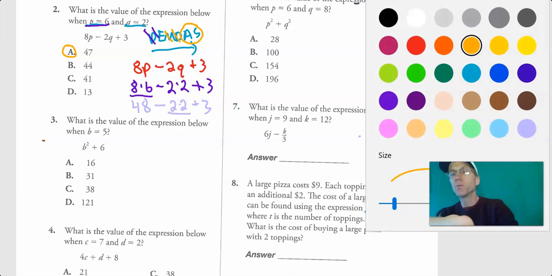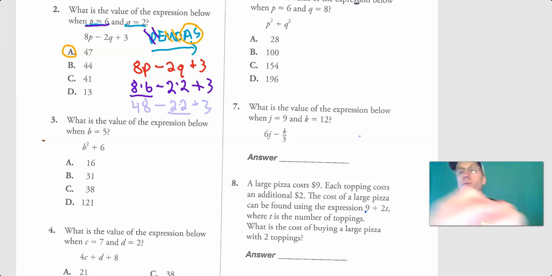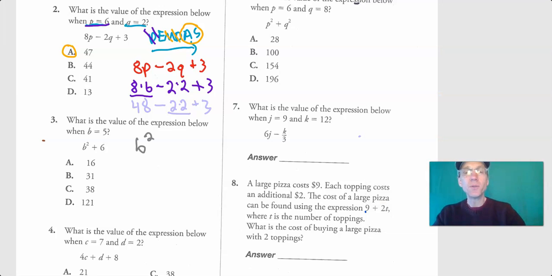And let's check out the next one here. What is the value of the expression? Okay, same thing. B to the power of 2 plus 6 when b equals 5. So this is going to be 5 to the power of 2 plus 6.